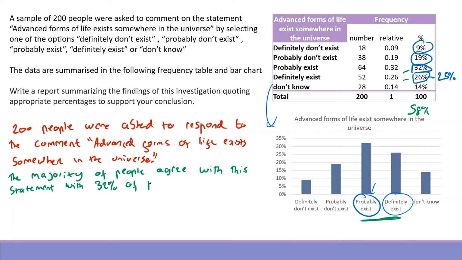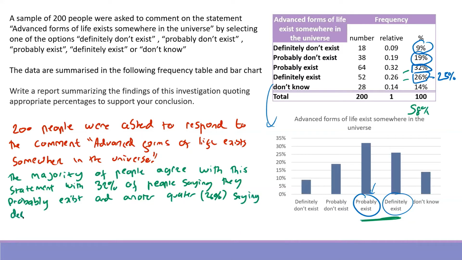32% of people saying they probably exist and another quarter saying definitely exist. Sorry, I always spell definitely wrong. All right, so we've now talked about the majority. We've done that in, I would say, a pretty quick way. I'm sorry if you guys can't read my writing very well.